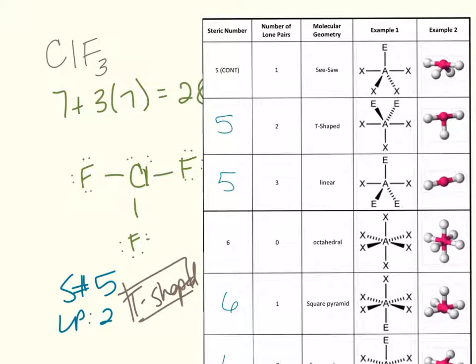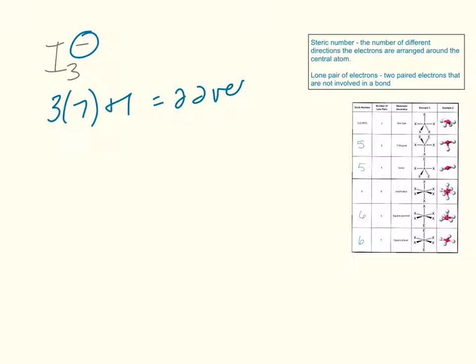Alright, 2 more. So this is triiodide. So to find the number of electrons, it's going to be 3 times 7 plus 1 for the negative charge. So that's 22 valence electrons. And so I've got iodine with 2 more iodines. So there's 2, 4, 6, 8, 10, 12, 14, 16, 18, 20, and 22 electrons.